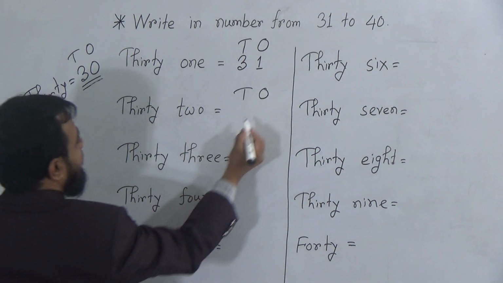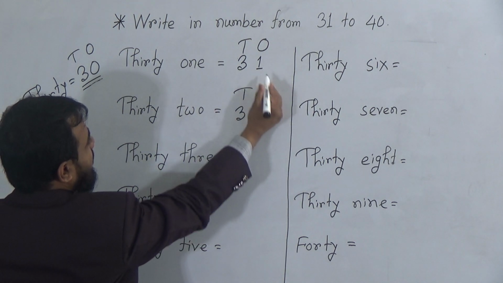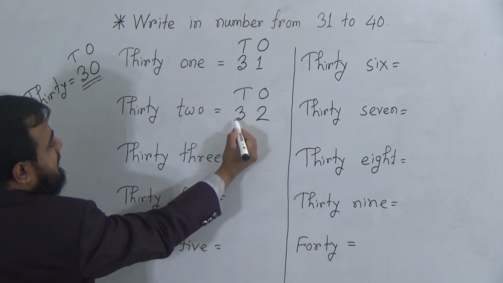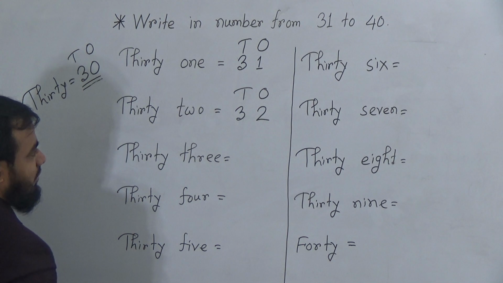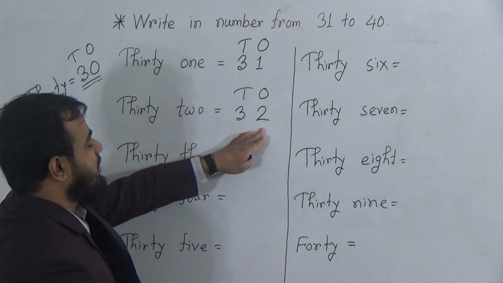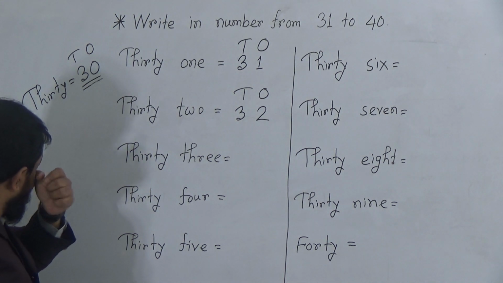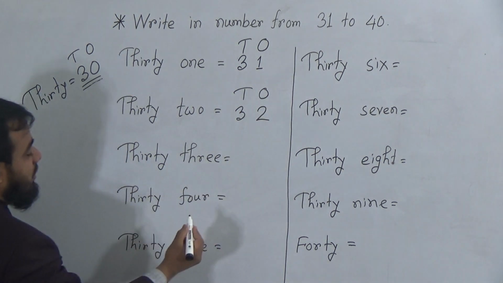Next number is 32. In the tens position we will write down 3 again, and in the ones position we will increase the number by 1, so it will be 2 now. So 3 tens and 2 ones make the number 32. You can say 3 and 2 make the number 32.